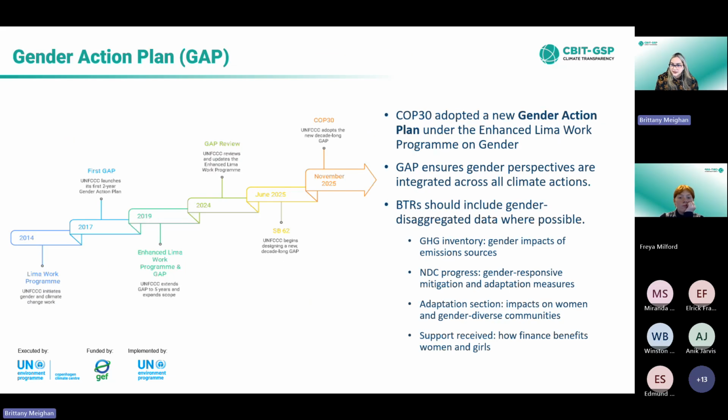And this is the last point, on the gender action plan. So the UNFCCC's gender action plan timeline began with the 2014 Lima work program, and in 2025 at COP30, a new gender action plan was adopted. And so this gender action plan ensures that gender perspectives are integrated across all climate actions, and it's a way that now in your biennial transparency reports you can use this adopted gender action plan to show gender impacts of the different sector and chapter information that you have.